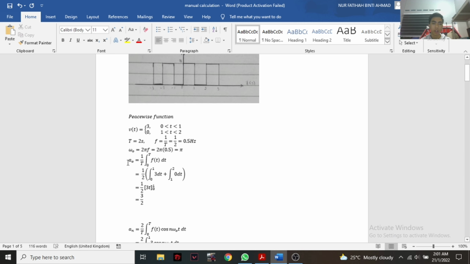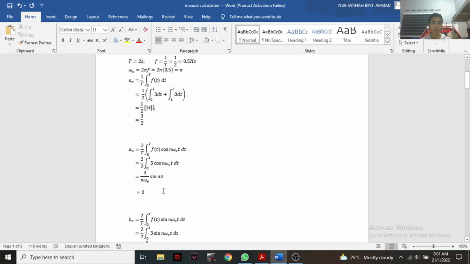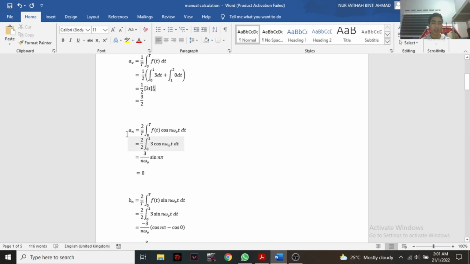For the A naught, we find it with this formula, which is 1/T integration 0 to T of f(t) dt, and we put in the values and we get 3/2. So we have to find An and Bn. For An, we use this formula, which is 2/T integrate 0 to T of f(t) cos n omega naught t dt, and we insert the values: 2/2 integrate 0 to 1 of 3 cos n omega naught t dt, and we get the answer, which is 0.